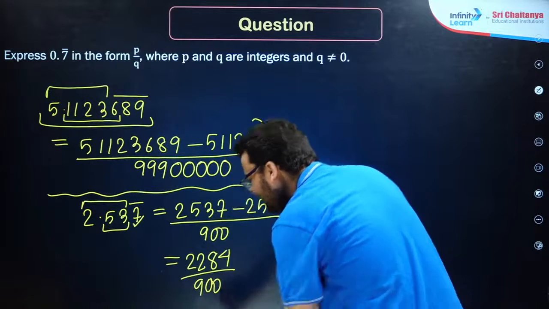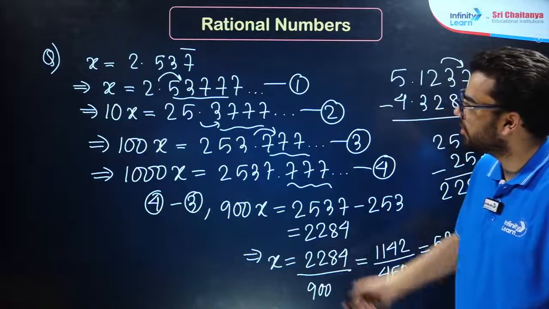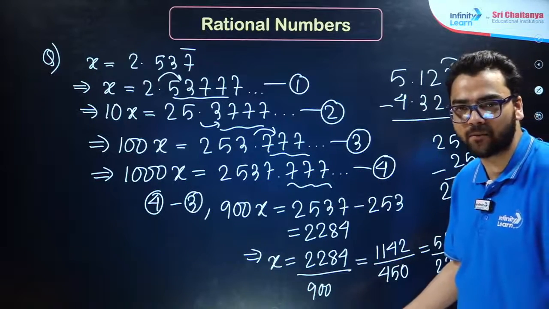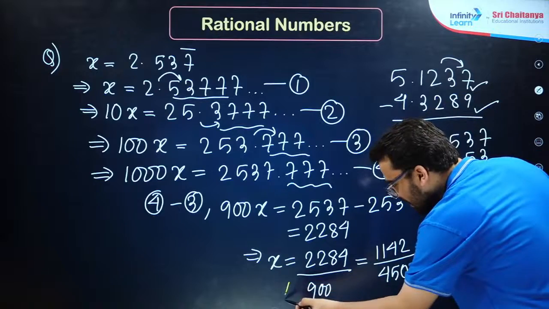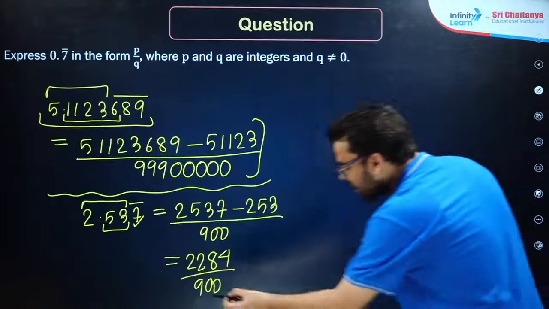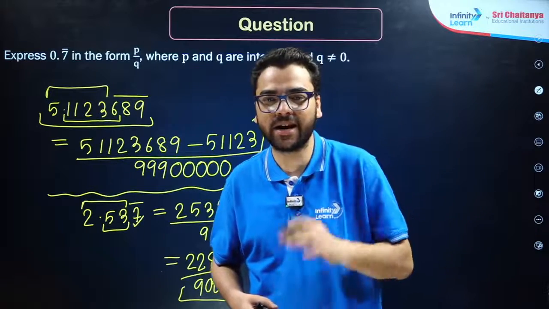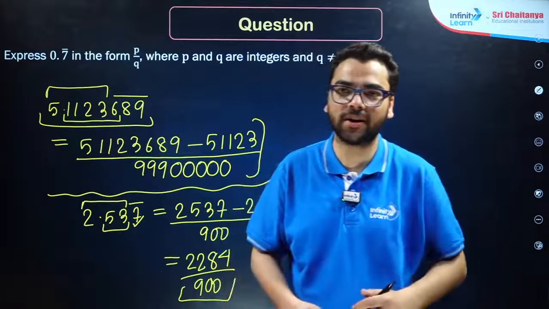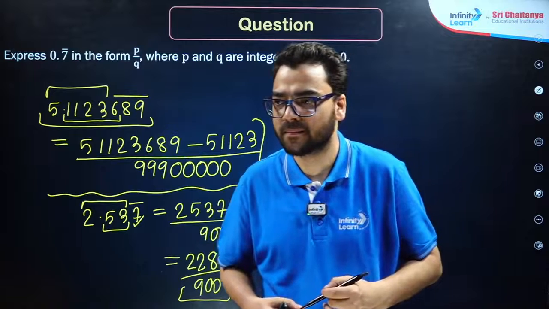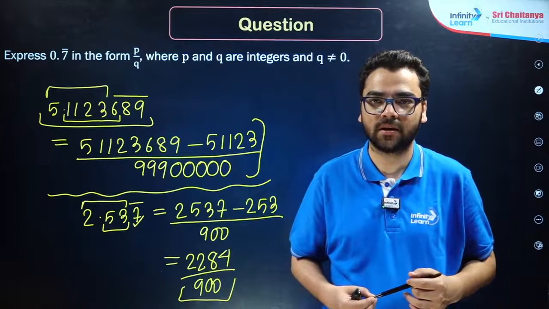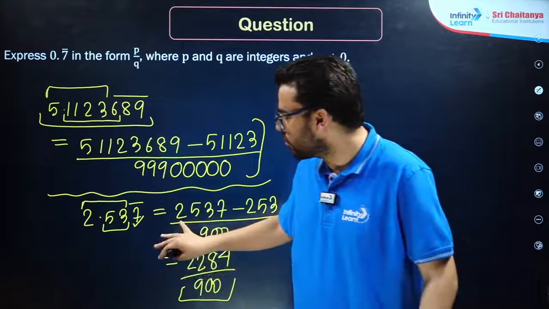I guess we are getting the same question. I forgot that. By mistake, I've put the same question. So see, are we getting the same answer? 2284 upon 900. Is that clear? So that is the shortcut. Any doubt in the shortcut, guys? Just confirm once. So that's how you can do it quickly.